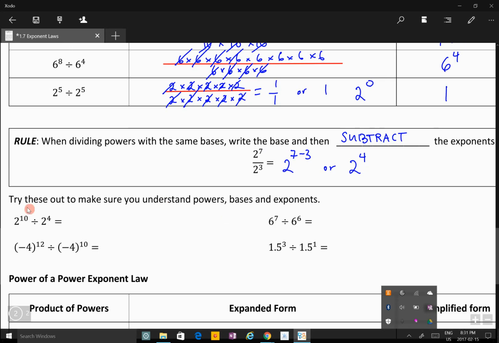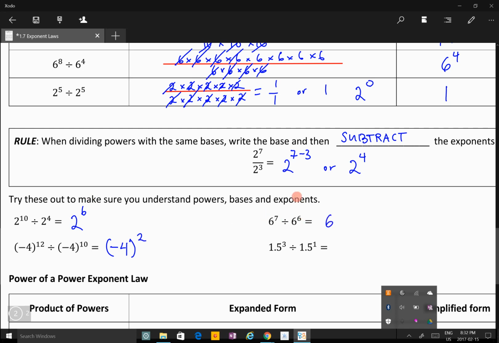Okay, let's try these out here. So 2 to the power of 10 divided by 2 to the power of 4. Well, I'll just write down the base 2 and then subtract 10 minus 4, which is 6. Negative 4 to the power of 12 divided by negative 4 to the power of 10. Write your base of negative 4, put it in brackets, subtract the exponents, 12 minus 10. That's 2.